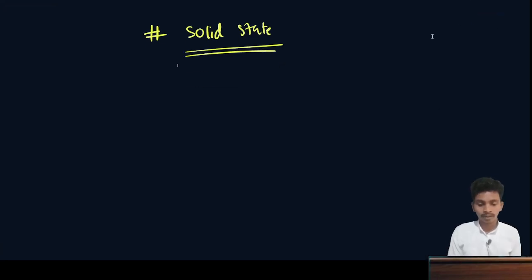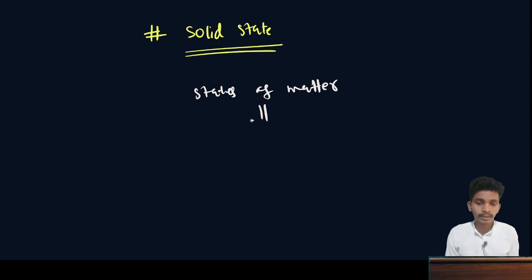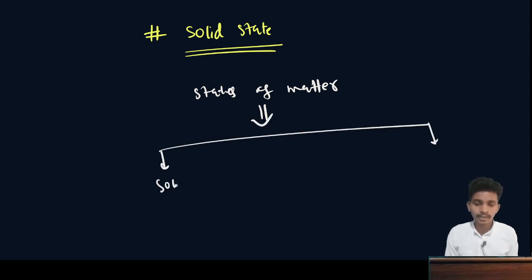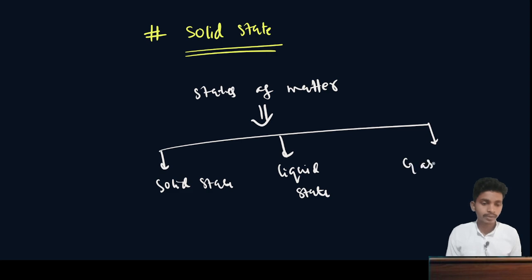Welcome. I'm going to start a new chapter, that is solid state. So we know that states of matter are three types. One is solid state, another one is liquid state, another one is gaseous state.